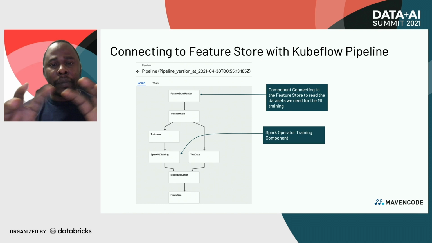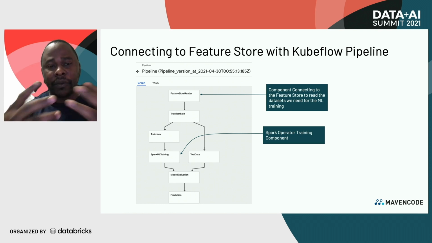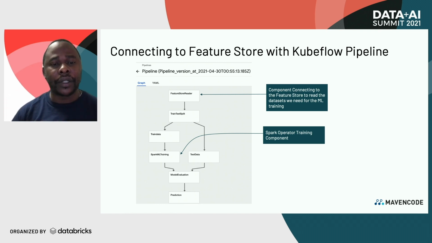So we can pipeline these, and that's where we use Kubeflow Pipeline to orchestrate this whole process, where we have a feature store reader that basically connects to the feature store that contains all the attributes and all the data sets that we need for the model training. Then we feed it into the train test split, and those are components that we've implemented, the Kubeflow pipeline components.